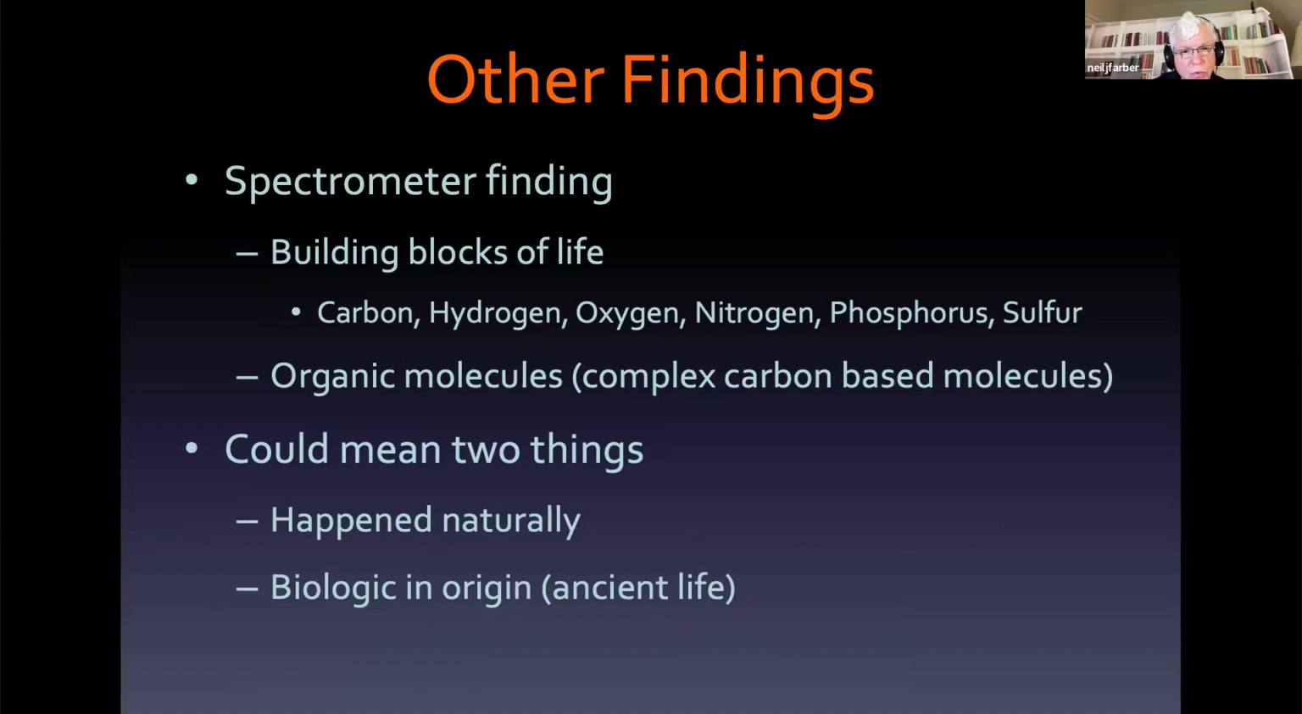The other findings were the spectrometer from Curiosity that the building blocks of life were present: carbon, hydrogen, oxygen, nitrogen, phosphorus, sulfur, and there were complex carbon-based molecules present. Now, unfortunately, the spectrometer on Mars is not complex enough to be able to indicate what kind of carbon-based molecules they were, but they were at least complex carbon-based molecules. And keep this in mind, because there's something else I'll tell you about later that pretty clearly indicates that these were the kinds of things you would expect with life.